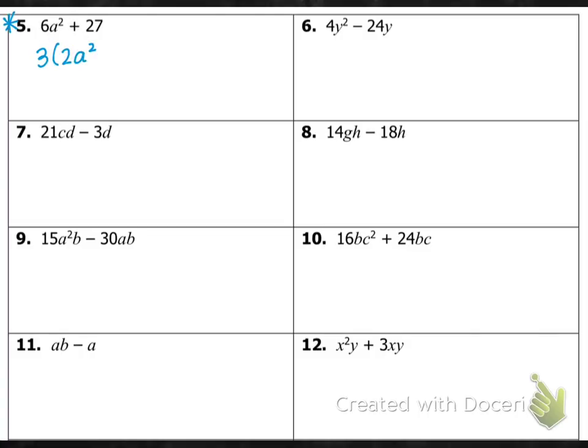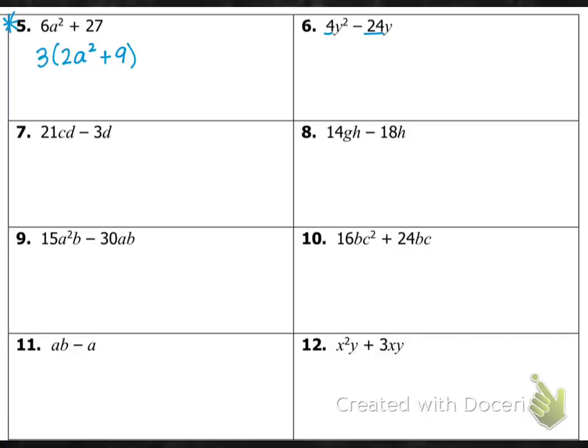6 divided by 3 is 2, and then a squared. We just bring that down. 27 divided by 3 is 9, and that's your answer. Let's check really quick. 3 times 2 is 6, and then a squared. 3 times 9 is 27, so that means that's your answer.